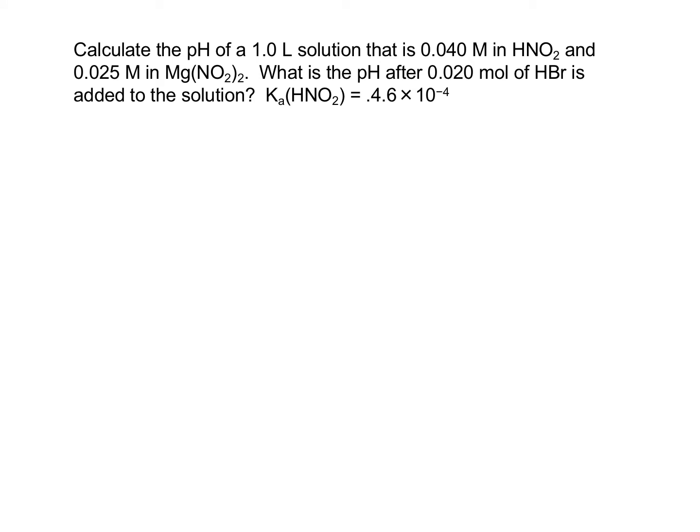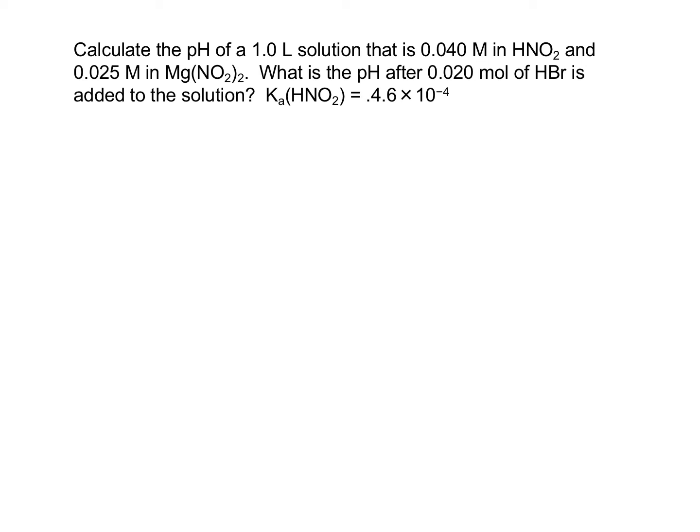Okay, here's another example. So first we're asked to calculate the pH of a 1.0 liter solution that is 0.04 molar in nitrous acid and 0.025 molar in magnesium nitrite. So this is a buffer. I have a weak acid, and this salt is going to dissociate to give me nitrite ions, and NO2 minus is the conjugate base of HNO2. So I have a buffer. And so we can use the Henderson-Hasselbalch equation to calculate the pH of a buffer.